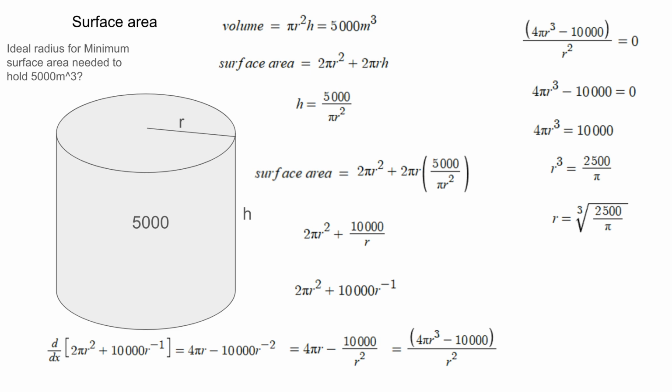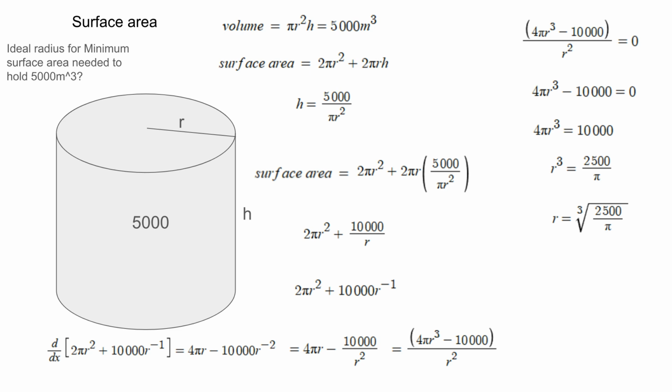Substituting this for h in the surface area equation gives 2 pi r squared plus 2 pi r multiplied by 5,000 over pi r squared. This simplifies into 2 pi r squared plus 10,000 over r, which can be rearranged into 2 pi r squared plus 10,000 times r to the negative 1.